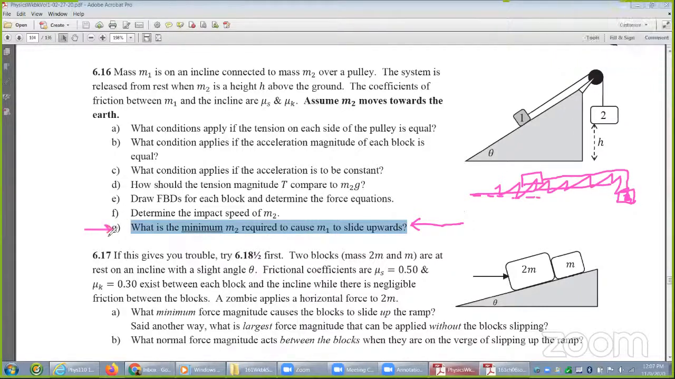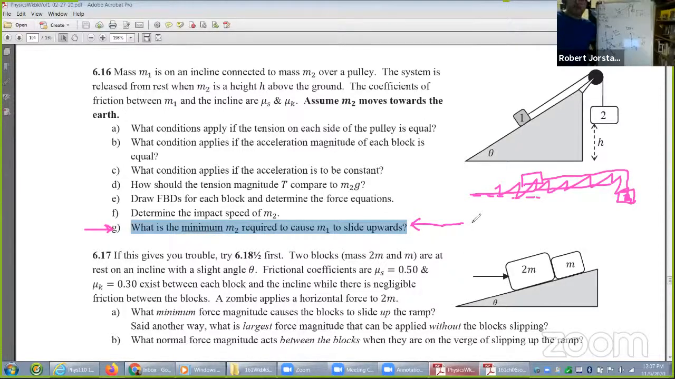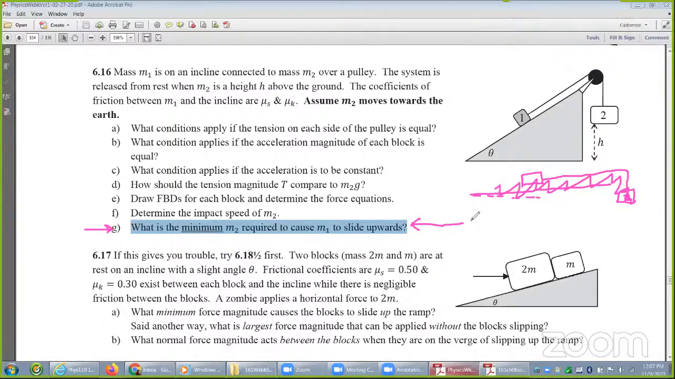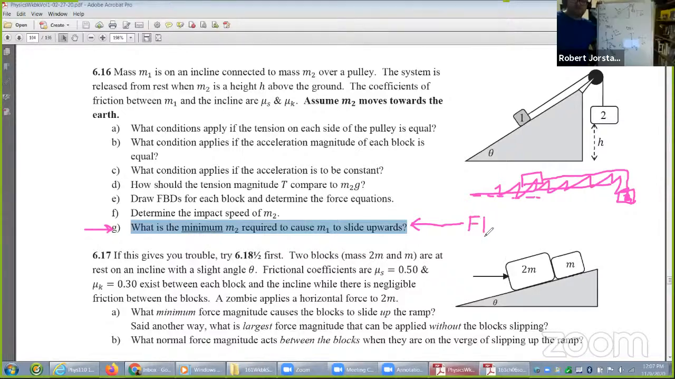It's going to be on the verge of slipping. Aha. If it's on the verge of slipping, does our old math still work out? No. So start over. FBD. A new FBD. And then you said on the verge of slipping.